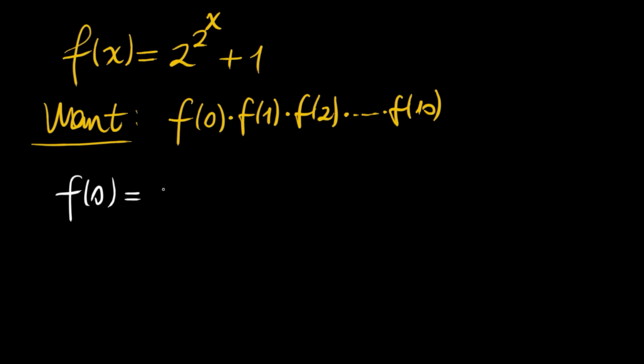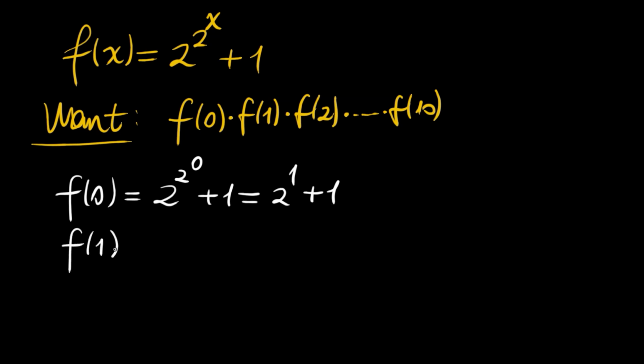F of 0 is 2 to the power of 2 to the power of 0 plus 1, which is 2 to the first power plus 1. Let me keep this. F of 1 becomes 2 to the power of 2 to the power of 1 plus 1, which is 2 squared plus 1.